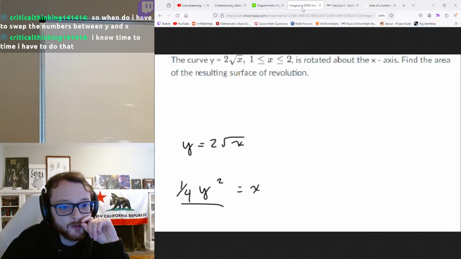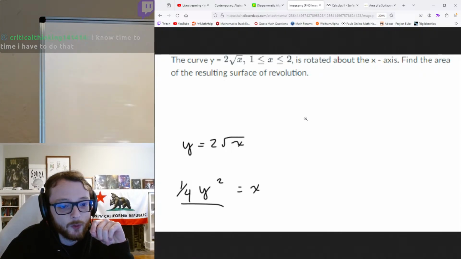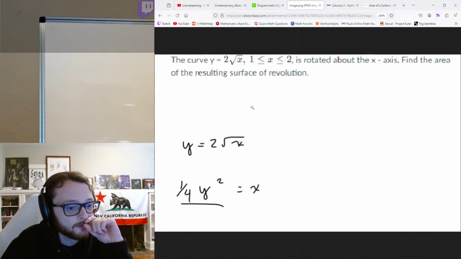it depends on the question they ask you. For surface area of revolution, if it's the x-axis, you want to integrate in terms of x. If it's the y-axis, you want to rearrange and integrate in terms of y. So if you had the same problem but rotated around the y-axis instead, I would say this is the helpful thing.